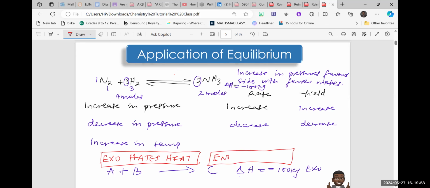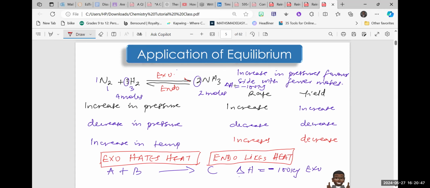Why endo likes what? Likes heat. So that tells you that for an exothermic reaction, if you increase the temperature, you are disfavoring it. So an increase in temperature here increases rate, but what does it do to yield? It will decrease the yield, because the forward reaction here is exo, but the backward is endo. An increase in temperature favors endo. Endo is backward. That means your ammonia will break down. So you are going to be having less and less ammonia. Okay? So then they will ask you, so if an increase in temperature increases the rate of reaction, right?